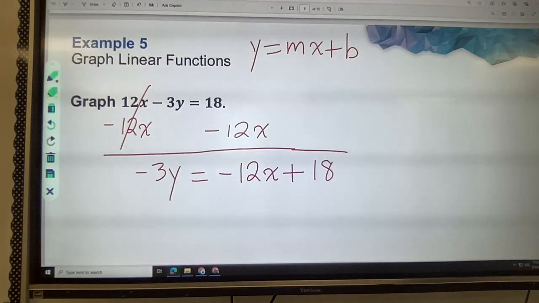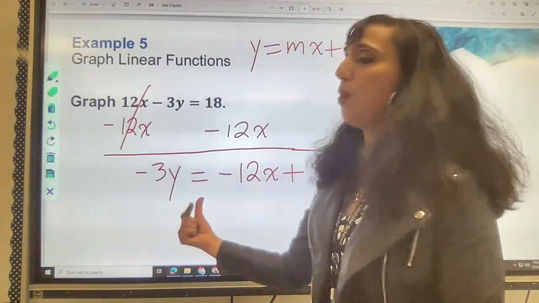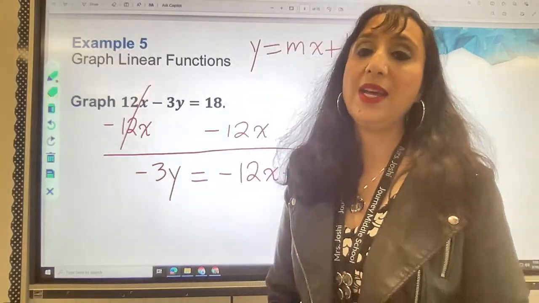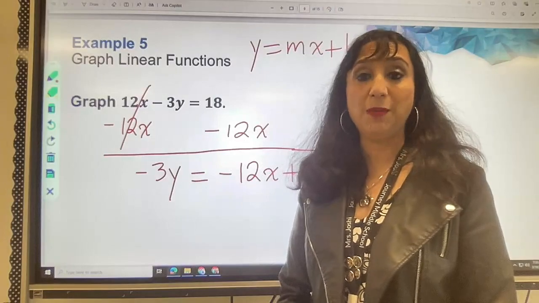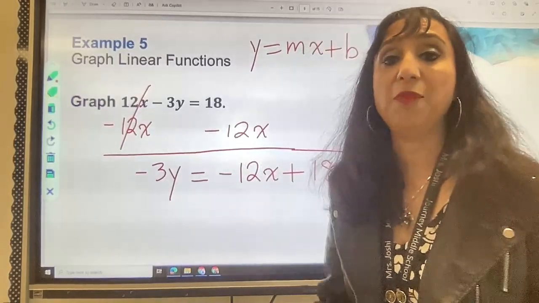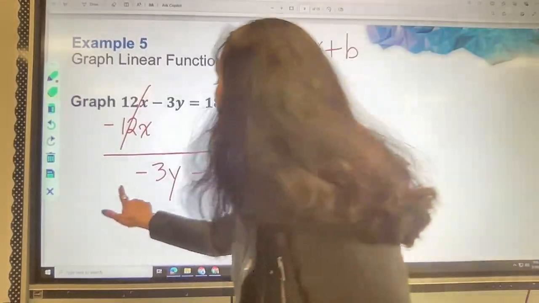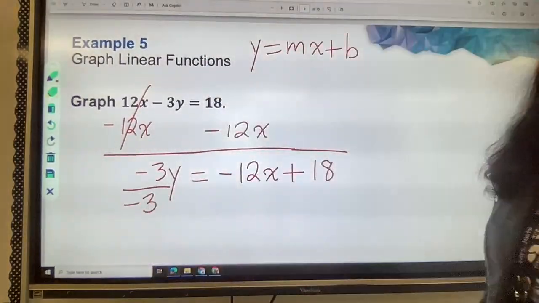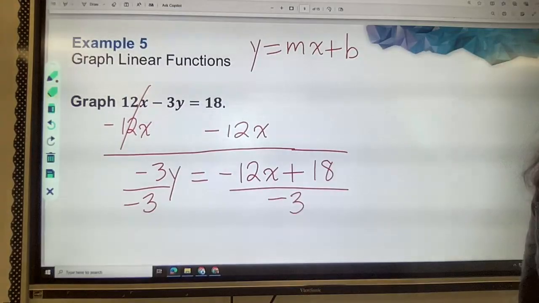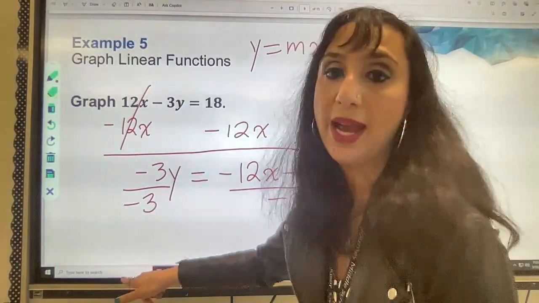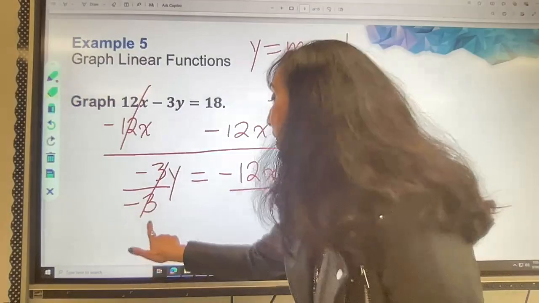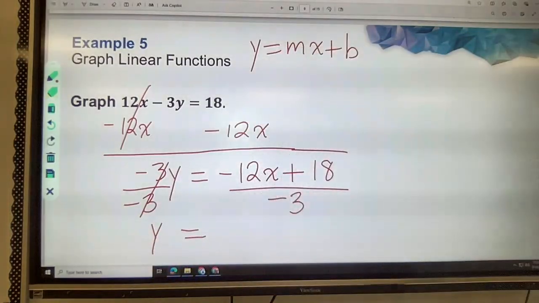Okay? Now, next let's look at this. I'm trying to isolate the y. And what is my coefficient? Negative 3. So what is the inverse of multiplication? It's division. So I'm going to use the division property of equality, and I'm going to divide both sides by negative 3. So I'm going to divide this by negative 3. And I am going to divide this by negative 3. All right? So negative 3 divided by negative 3, I get positive 1, and 1 times y gives me y is equal to.